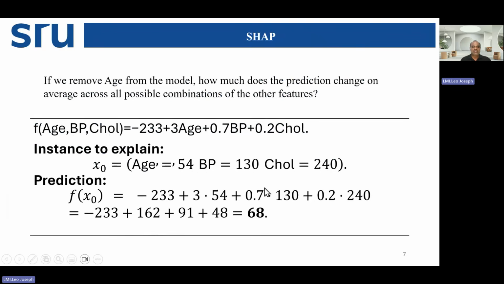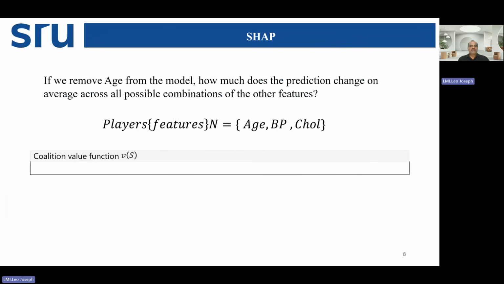This is the total contribution. But if you remove one of the terms, then what happens, that we are going to check. Here all are involved: age, BP, cholesterol. If I remove the age, what happens, that we are going to see now. If you remove the age, how much does the prediction change on average across all possible combinations? This is just for explanatory purposes. I am once again repeating.